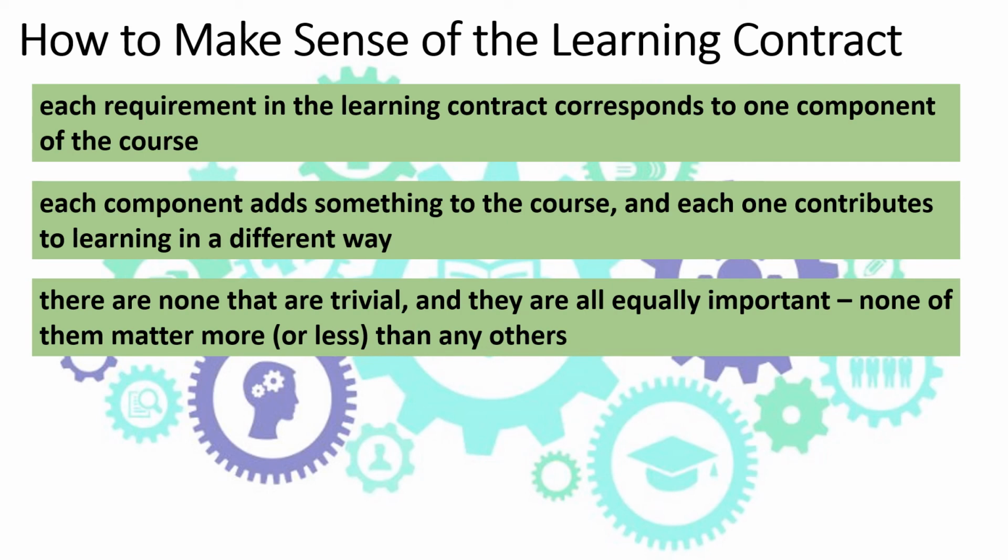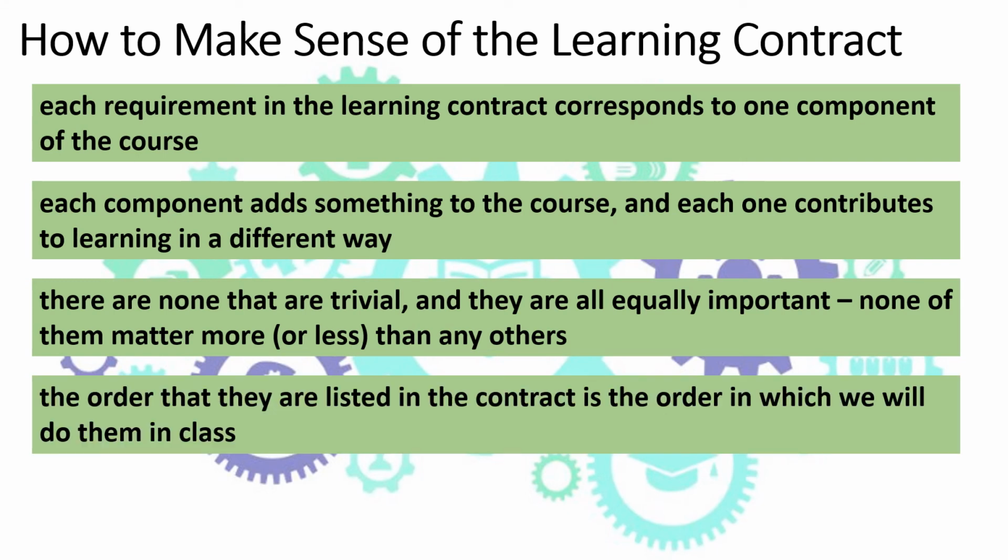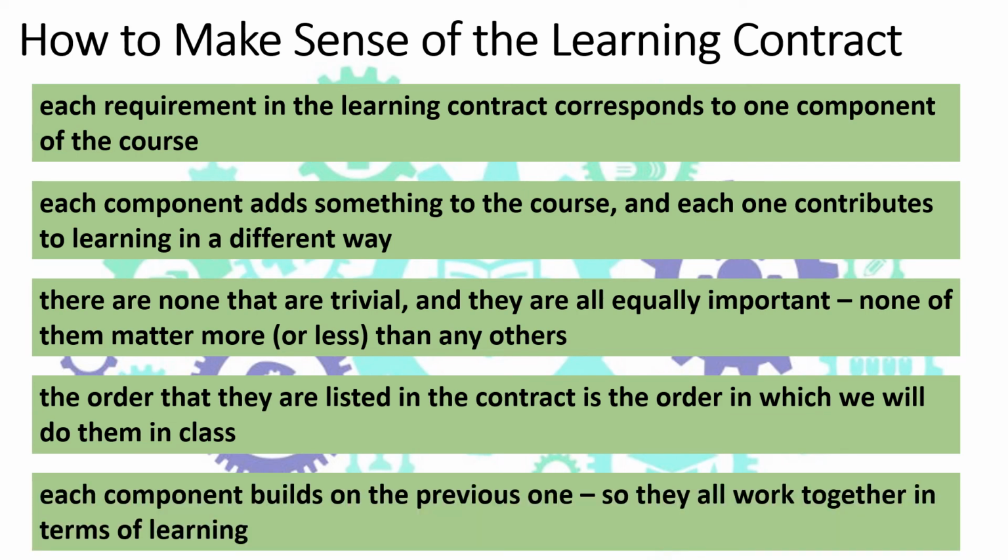I really want to emphasize that last point because the order that the requirements are listed in the contract is the order in which we will be doing each of those components in class. It would be a mistake when looking at the contract to assume that the things that are listed first are somehow more important or account for more than the things that are listed later on, because that's not actually true. The things that are listed first are just the things that we're going to be doing first. Each component also builds on the previous one, so they all work together in terms of learning.